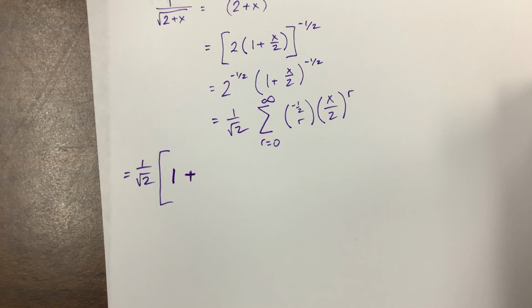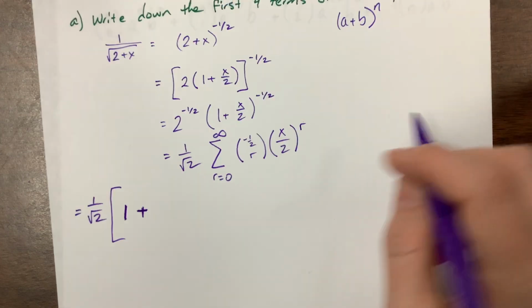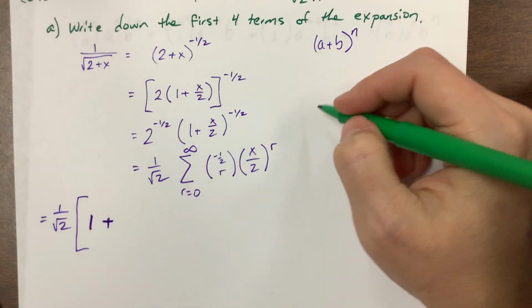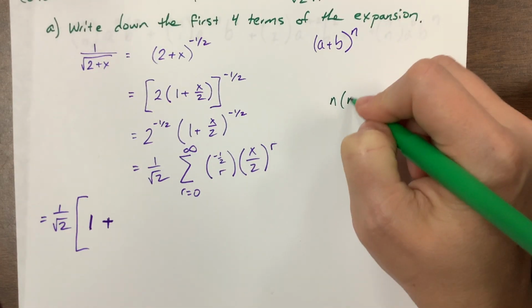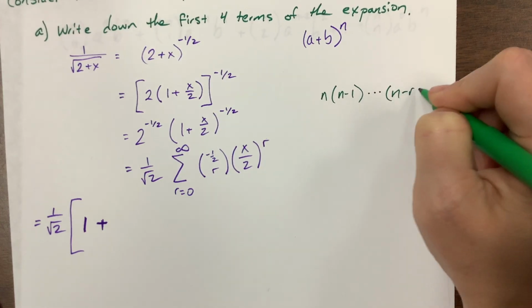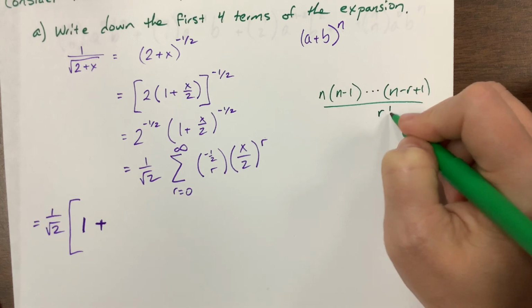The second term, now we're using that formula that we saw before, which was n times n minus 1, all the way down till we get to n minus r plus 1, all over r factorial.